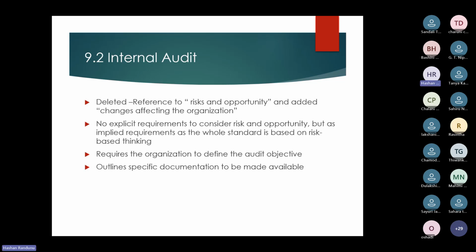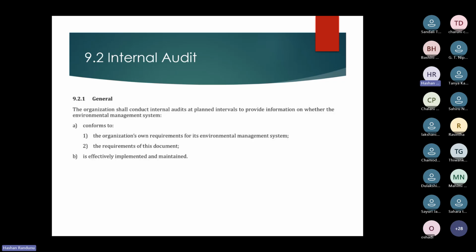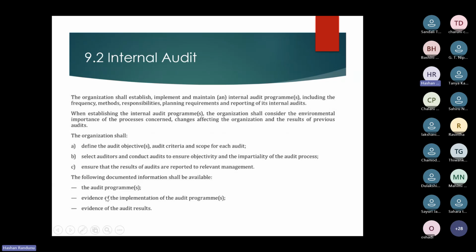So the requirement is automatically addressed when we focus on risk-based thinking, and it also requires the organization to define the audit objective and outline specific documentation to be made available. In the previous standard, the exact document requirements under clause number 9.2 weren't specifically mentioned. But in this standard, they have mentioned that the audit program, evidence of implementation, and evidence of the audit results need to be documented.